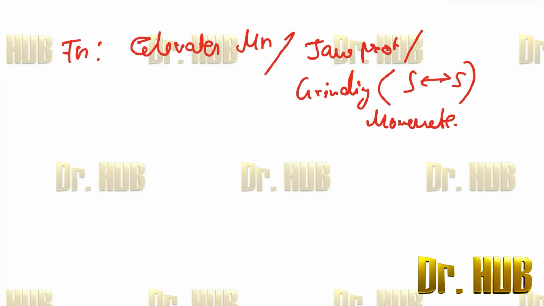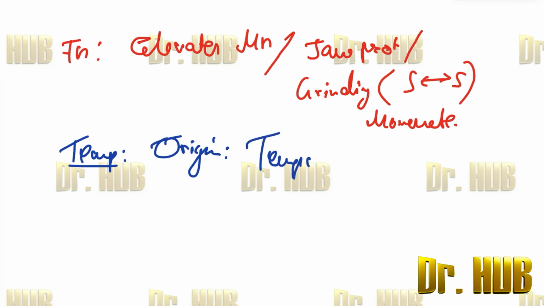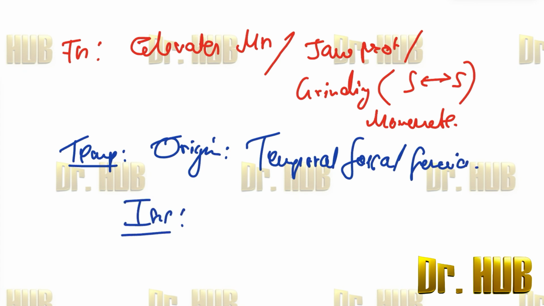Then comes the temporalis and the masseter. In the temporalis there is the temporal fossa and the temporal fascia. This is the origin. They are the origin.